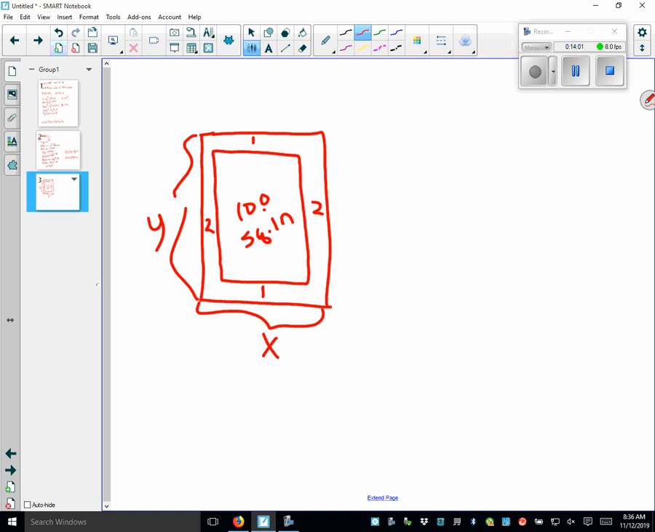Wait, why is it minus 4? Because I look at this as X, and I want this. Don't I come in on each side? Yeah. So X minus 4 times what? What does that equal? 100.